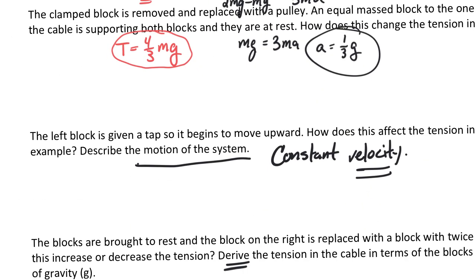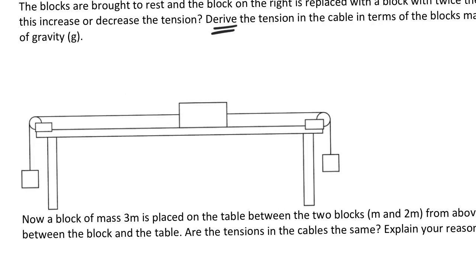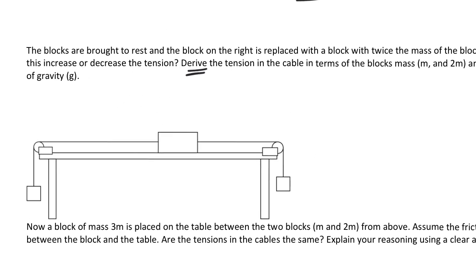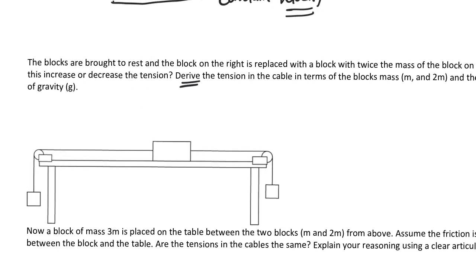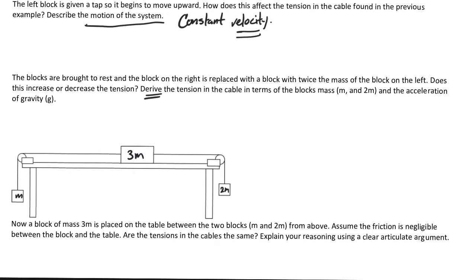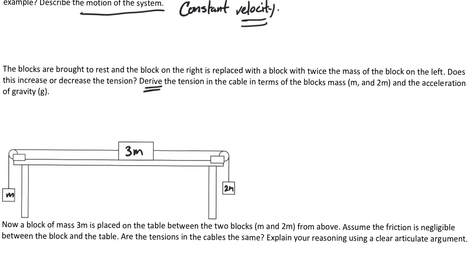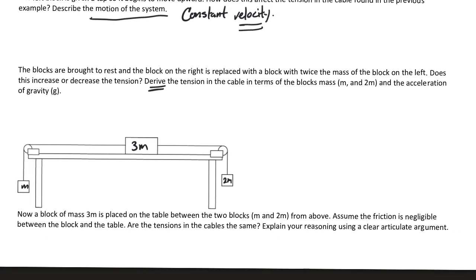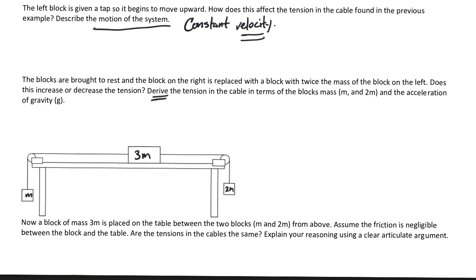Fantastic. So I'm going to scroll up. Wow, I just kept throwing in more stuff. So here's this next one. Now a block of 3M, very imaginative, Mr. Shelton, 3M, 2M, M, is placed on a table between the two blocks from above. Assume the friction is negligible between the block and the table. Are the tensions in the cables the same? Explain your reasoning using clear, articulate argument.